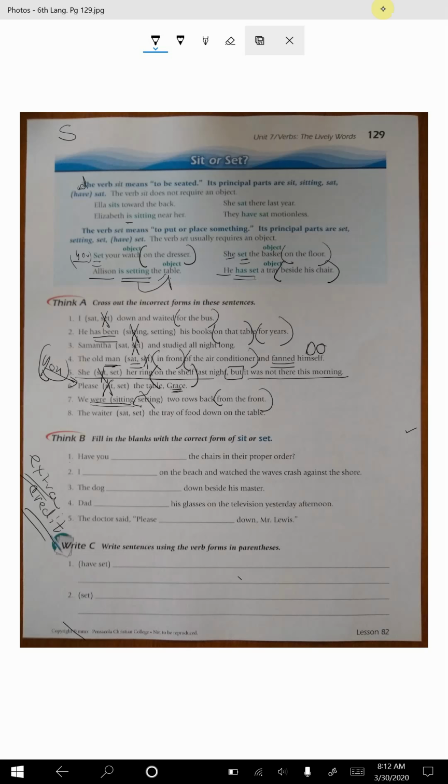The waiter sat or set the tray of food down on the table. Okay, so this one's a good one because for the prepositional phrases, we have of food. Normally, down, you know, is a preposition. But if it doesn't have a noun right after it, it's not a preposition. It's going to be called an adverb. And if you look at the word right after down, you have on, which is another preposition. So down is not a preposition here. It's just acting as an adverb. On the table would be another prepositional phrase.